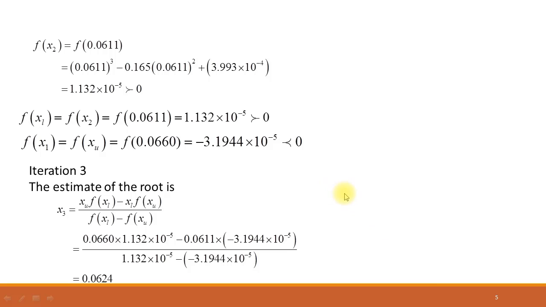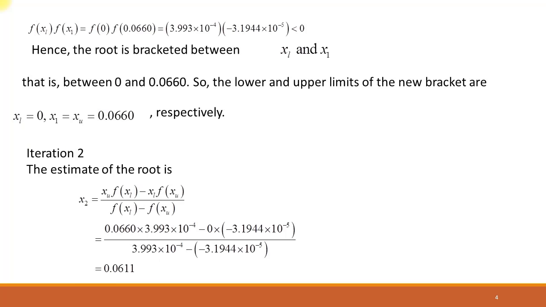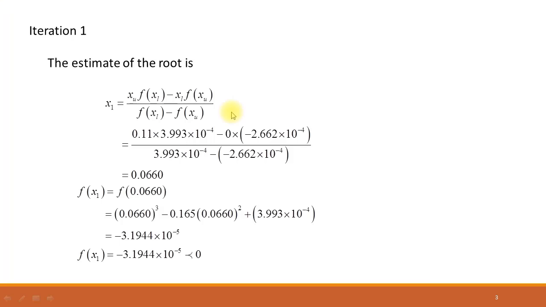So dear students, in the false position method, first of all choose two values at which the sign of the function changes, at which the function has opposite sign. When the function has opposite sign at the initial approximations, find the other roots using the formula xr is equal to xu f of xl minus xl f of xu divided by f of xl minus f of xu. When you obtain the third root, suppose x1 is the third root, because we have already identified the two roots xl and xu.